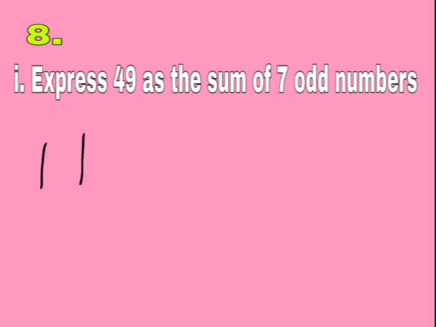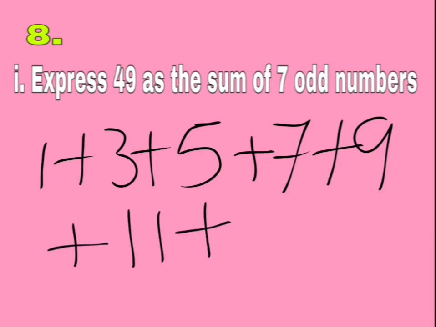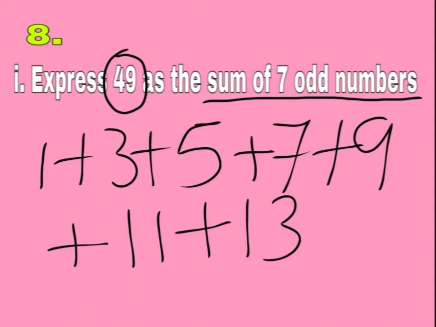So for 7 odd numbers, they are asking us to add 1 plus 3 plus 5 plus 7 plus 9 plus 11 plus 13. Check how many odd numbers we added: 1, 2, 3, 4, 5, 6, 7. So we added 7 odd numbers. When we add these odd numbers, we get 49. That 49 we expressed as the sum of the 7 odd numbers.